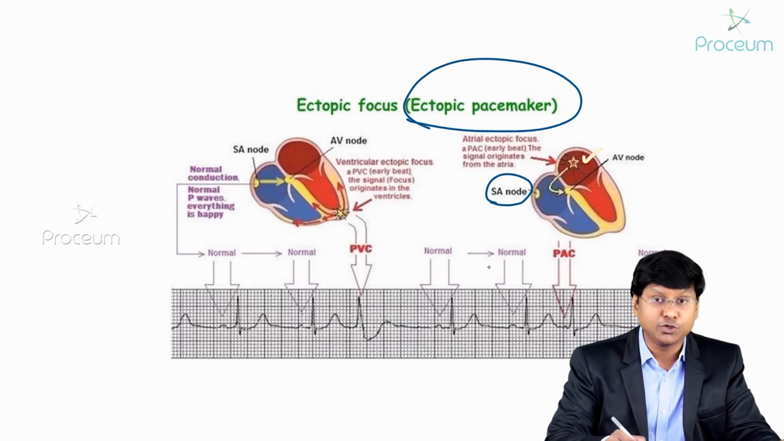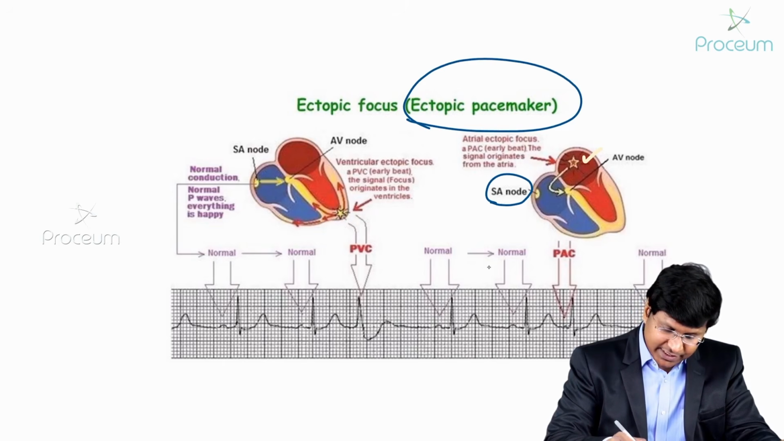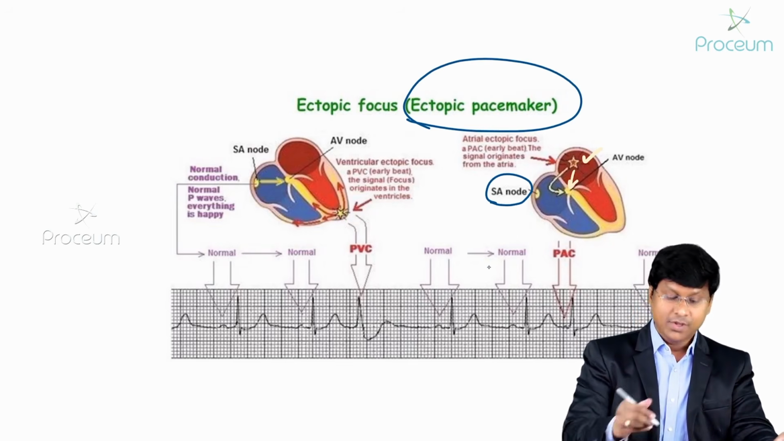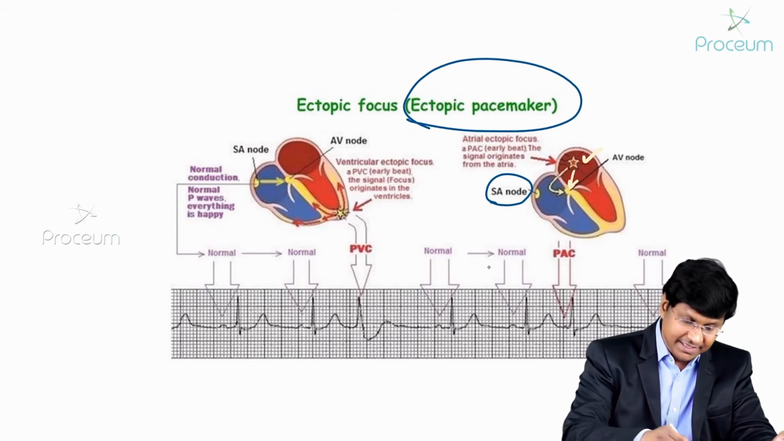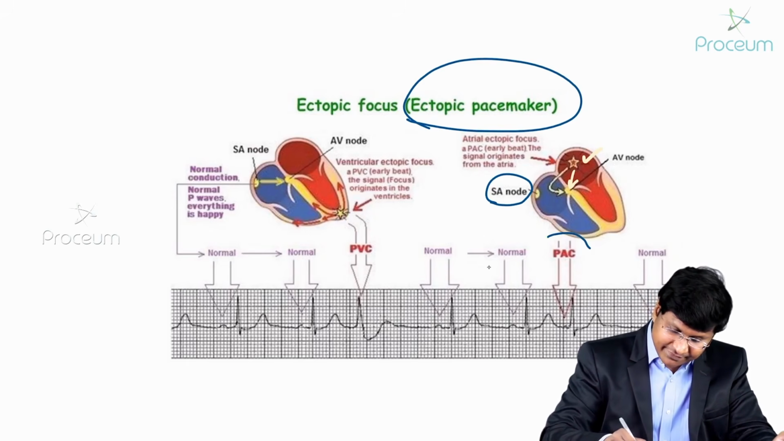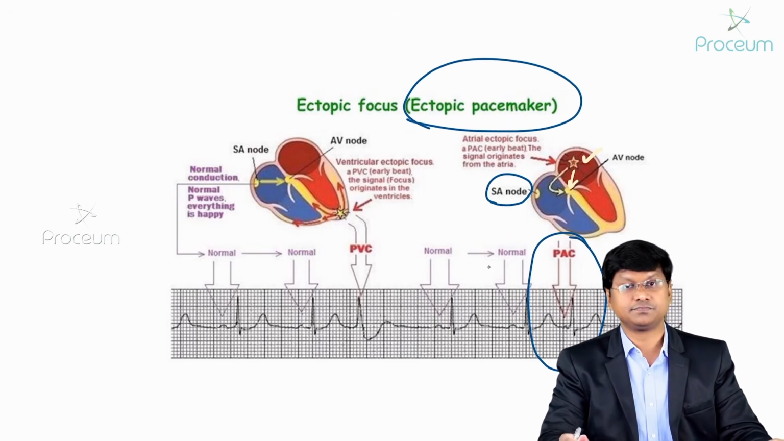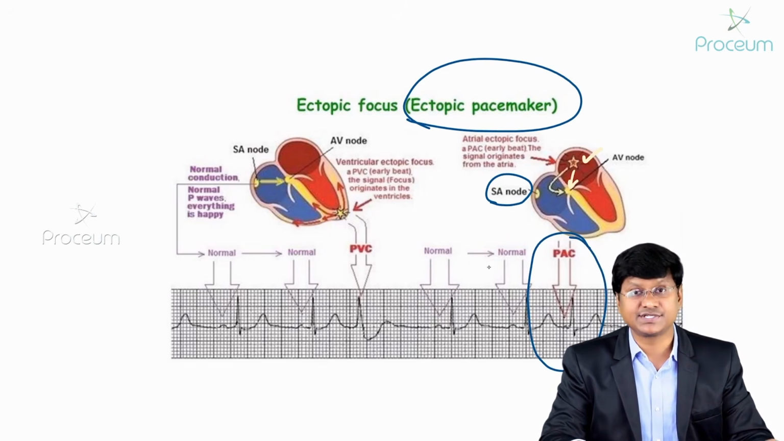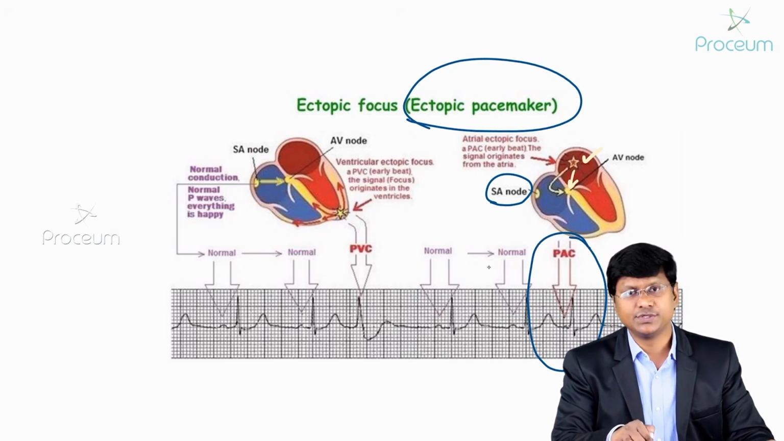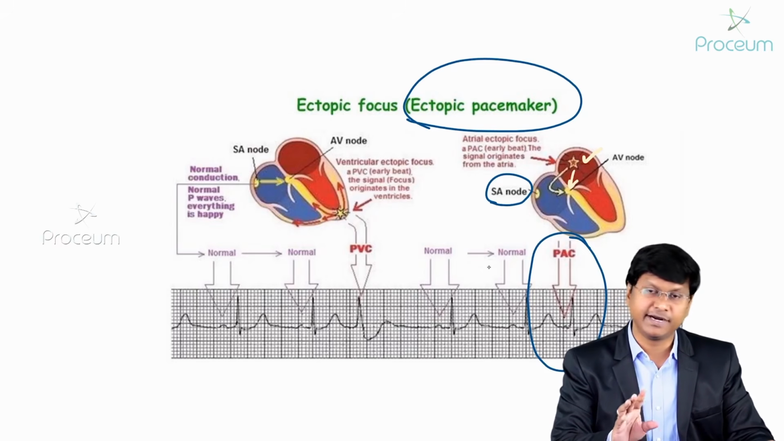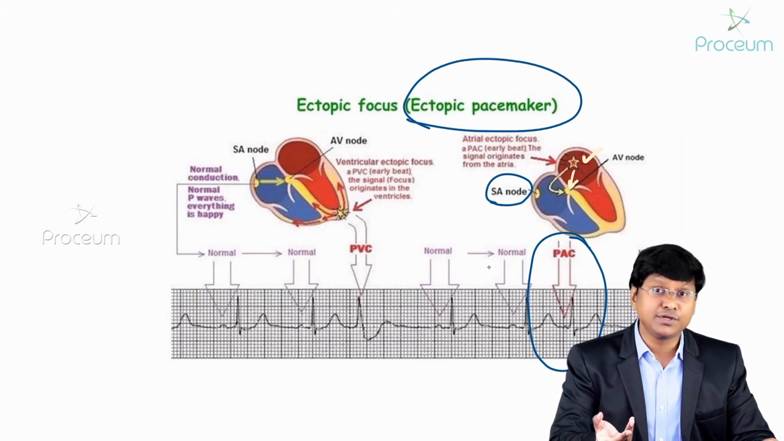Now, these ectopic pacemakers can send the impulse to the AV node earlier than the SA node. When the ectopic pacemaker sends the impulse to the AV node earlier than the SA nodal impulse, that is the point when you will have this premature atrial complex, right? If the ventricle contracts secondary to your atrial ectopics, then you will have abnormal P wave but normal QRS complex. Why normal QRS complex?